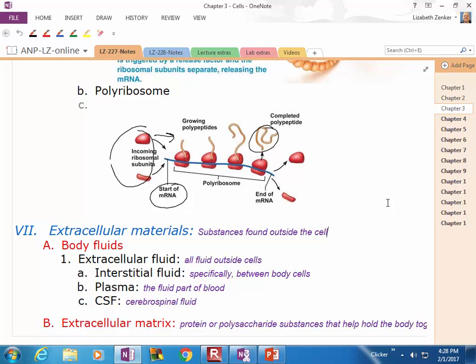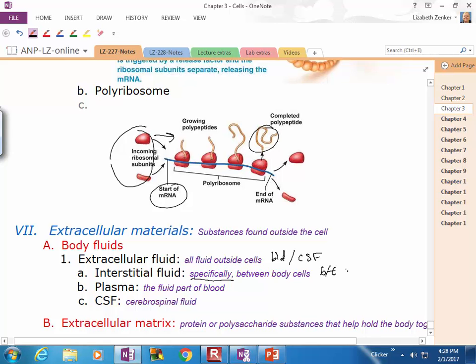So with body fluids, we have extracellular fluid, which is all fluid outside of the cell. Another example would be like blood or cerebral spinal fluid. If we look at interstitial fluid, this is specifically between body cells. So this is between cells. And plasma, for example, is the fluid part of blood, and CSF is cerebral spinal fluid, where we find in the dorsal body cavity, right?